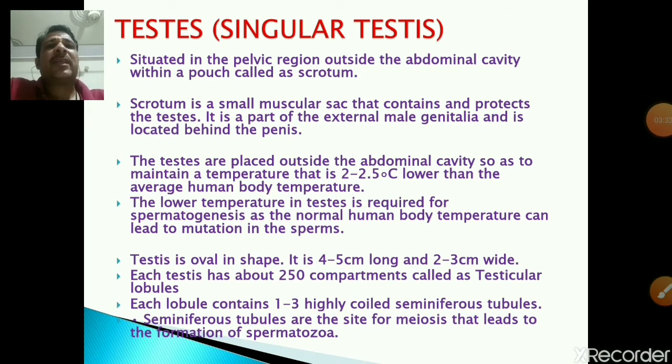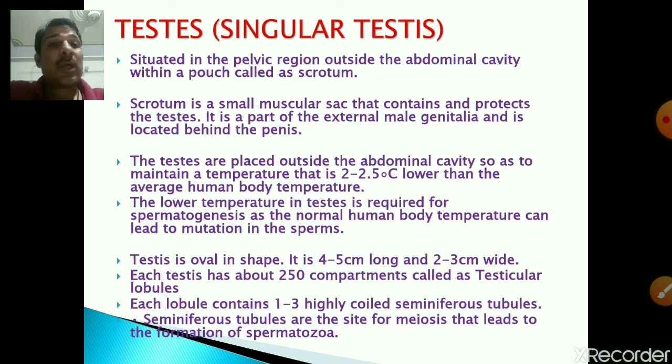Testis, singular testis. The testis is situated in the pelvic region outside the abdominal cavity within a pouch that is known as the scrotum. What is a scrotum? The scrotum is a small muscular sac that contains and protects the testis. It is part of the external male genitalia and it is located behind the penis. The testes are placed outside the abdominal cavity so as to maintain the temperature 2 to 2.5 degrees centigrade lower than the average human body temperature.